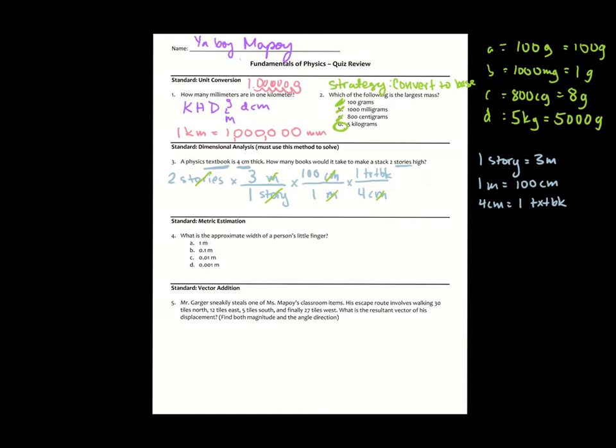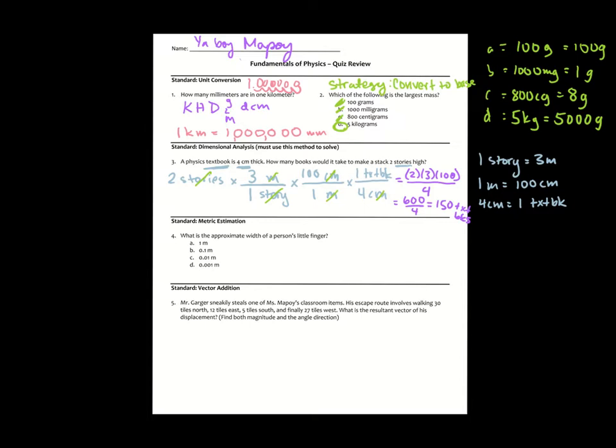The next step is to multiply across the top and divide by across the bottom. And we get 2 times 3 times 100 times 1 divided by 1 times 1 times 4. I'm going to do the work over to the left side. So 600 divided by 4 equals 150 textbooks as our answer. That's dimensional analysis.